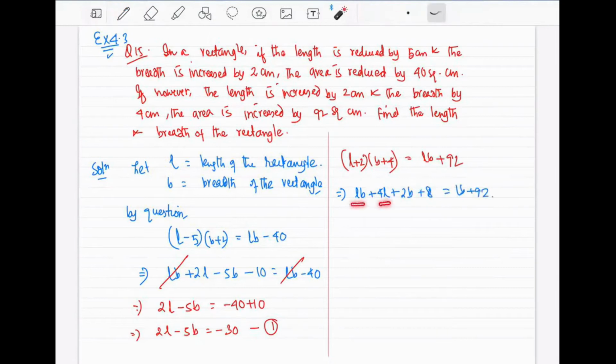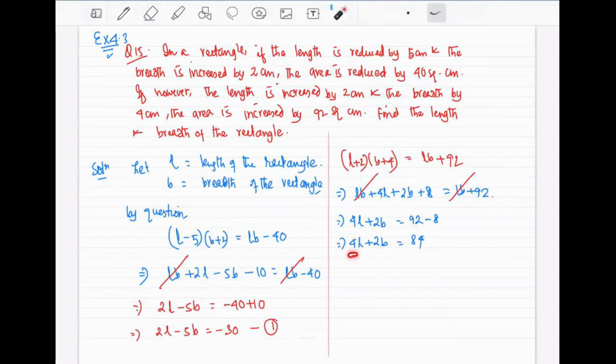You know how we are able to obtain these terms, right? L into B, L into 4. So that's how I have obtained these two. 2 into B, 2B, 2 and 4, 8. So we are able to obtain this part here. The right hand side remains unchanged. So LB and LB can be cancelled out, right? Same term. So keep the remaining. We are having 4L plus 2B. This 8 right here, let's take it away to the right hand side. We're going to have 92 minus 8, so 4L plus 2B is equal to 84.